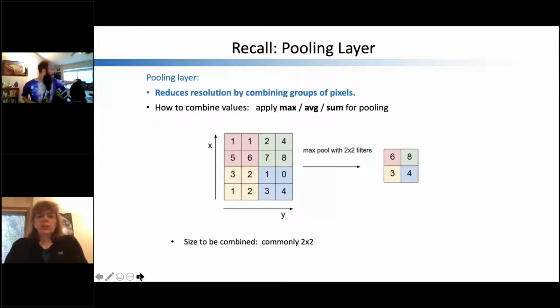So let's start with a quick recall of what Ryan explained last time about pooling layers. I just wanted to remind you, because upsampling layers are kind of the opposite of pooling layers. A pooling layer, again, is used to reduce the resolution of an image by combining groups of pixels.